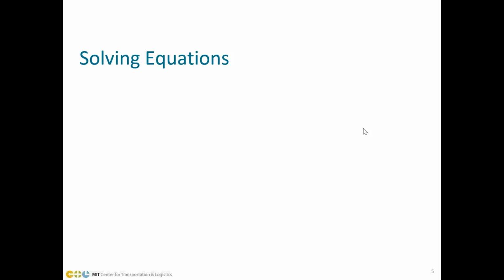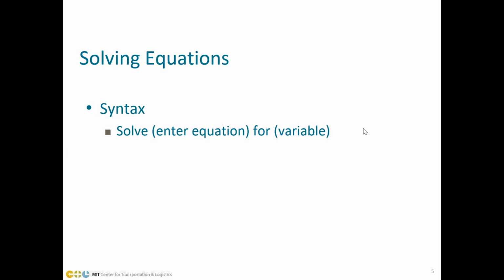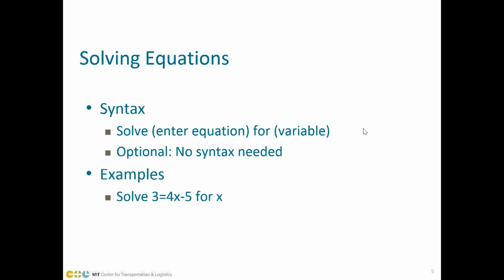You can also solve equations in SciMath. Similar to how we solved for intercepts, we can solve for other equations. To do this, you're going to type solve, you'll enter your equation, and then you'll specify for which variable. Optionally, you don't need syntax. You can type solve 3 equals 4x minus 5 for x, or you can simply type 3 equals 4x minus 5, and it knows what to do. So we're going to go over to SciMath and try that now.